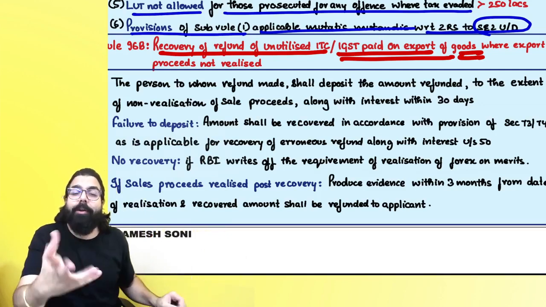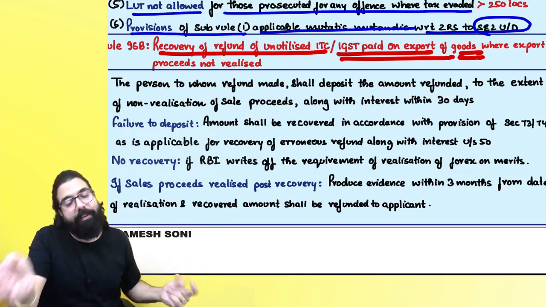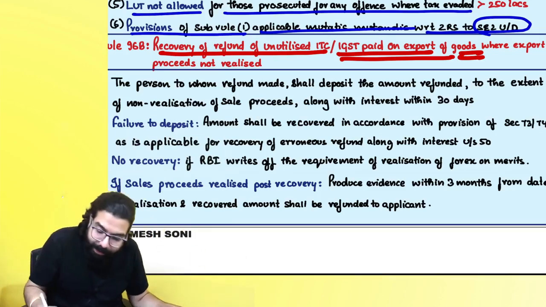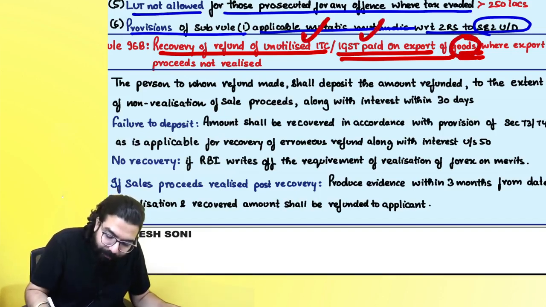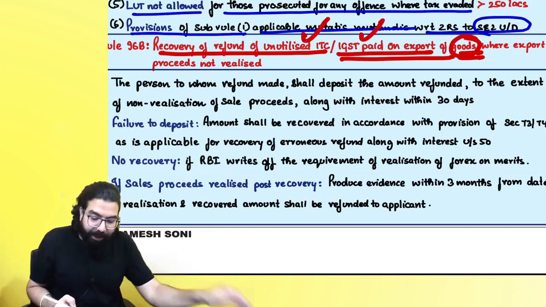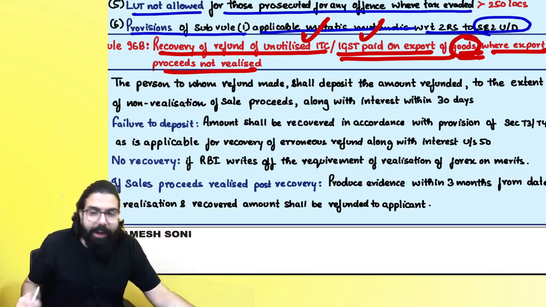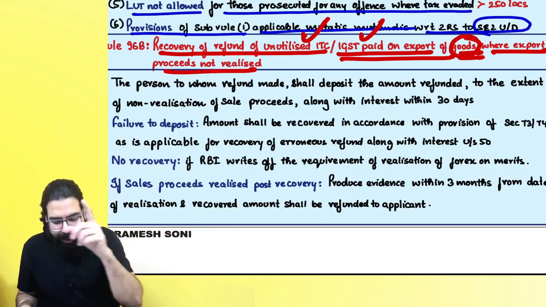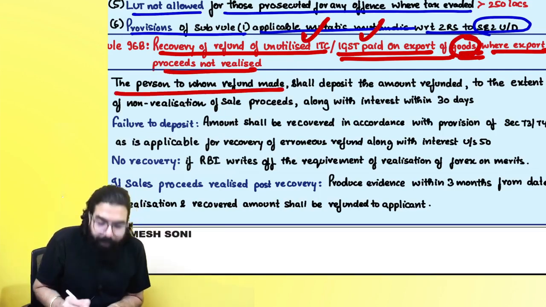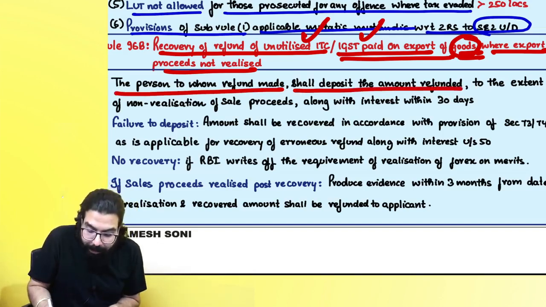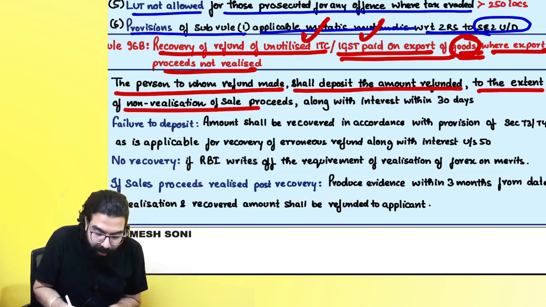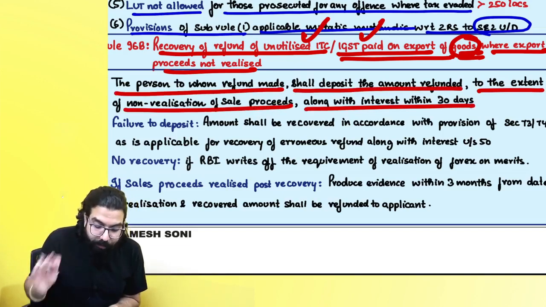But sir, in case of export of goods, if I don't get foreign currency, that is what they are telling. In case of export of goods, where ITC refund or IGST paid was refunded to you, but you did not realize foreign currency, the person to whom refund was made shall deposit the amount refunded to the extent of non-realization along with interest within 30 days.